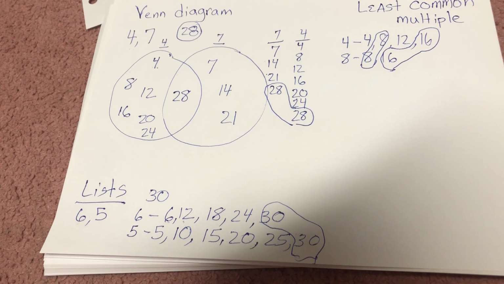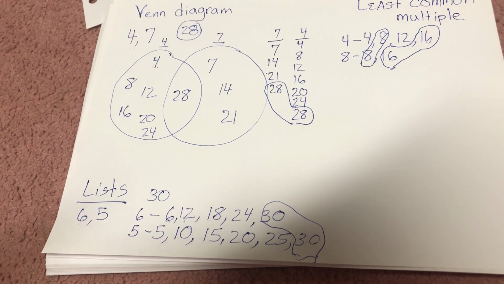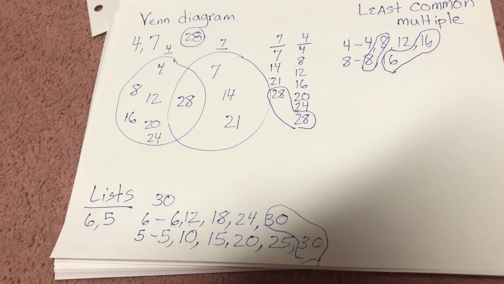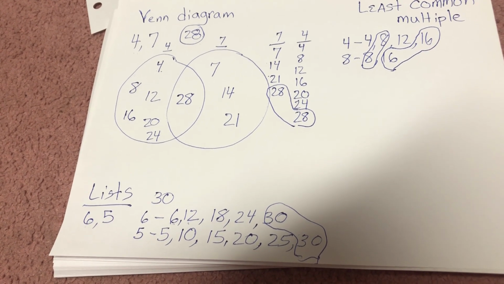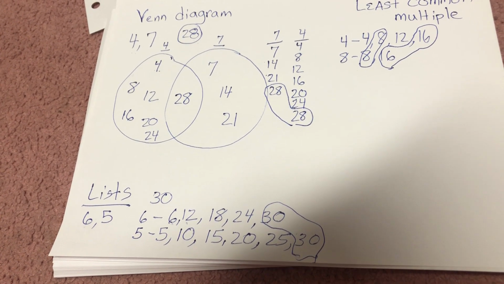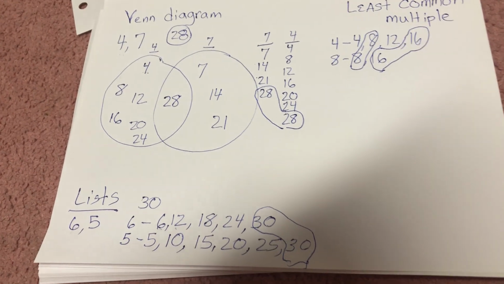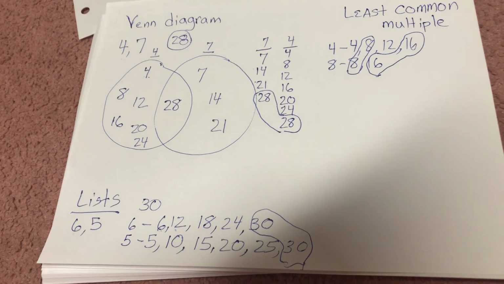Sometimes, depending on the two numbers that you're given, that's what will happen. Okay? But there's not a rule that says that. Do not just multiply the two numbers together and say that's the least common multiple. You actually need to go through the process to make sure you're doing it right. Okay, moving right along. Prime factorization.